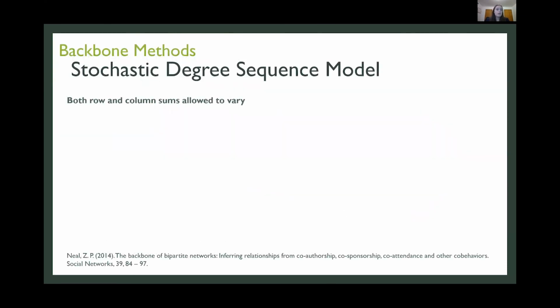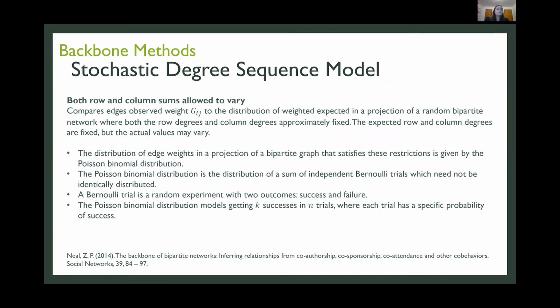What if now we allow both the row and column sums to vary a little bit? So we're not going to fix either of them. So this means each senator is going to sponsor roughly the same amount of bills, and each bill is going to be sponsored by roughly the same amount of people. So the catch here is that we want the expected row and column degrees to be equal to our original bipartite matrix, or bipartite graph. We found that this is actually modeled by the Poisson binomial distribution.